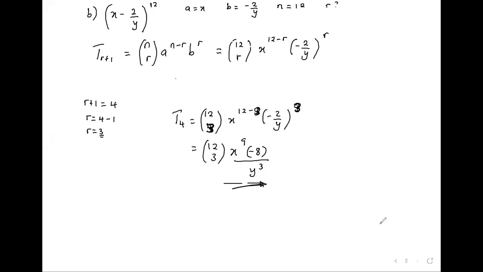Okay. So don't miss any question on the term. It's just a formula.